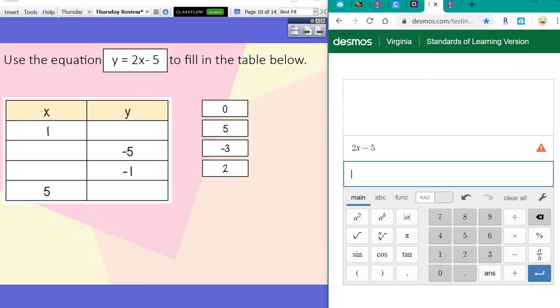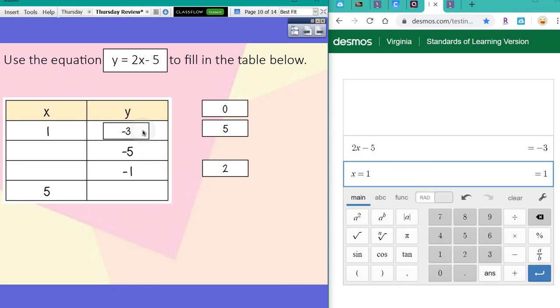And then they give me a couple of x numbers. They give me x is 1 and they give me x is 5. So let's go in and plug those in and see what happens. If I put in x is 1, I get -3 as my answer, which means that this is going to go there. Easy enough.